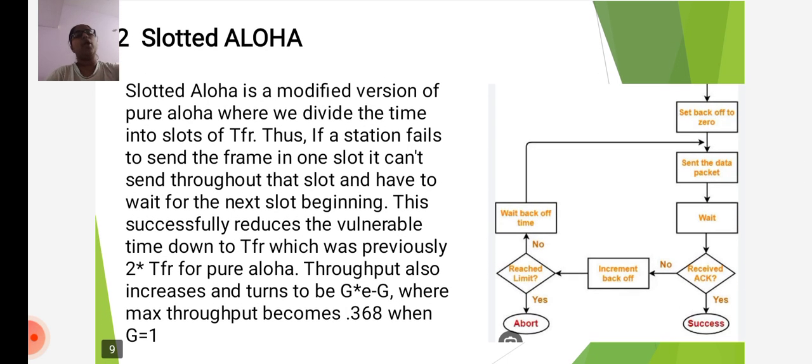The second type of ALOHA is slotted ALOHA. Slotted ALOHA is a modified version of pure ALOHA where we divide the time into slots of TFR. Thus, if a station fails to send the frame in one slot, it can't send throughout that slot and has to wait for the next slot beginning. Thus, it reduces the vulnerable time down to TFR, which was previously 2 times TFR for pure ALOHA. Throughput also increases and turns out to be G times e to the power minus G, where the maximum throughput becomes 0.368 when G is equal to 1.